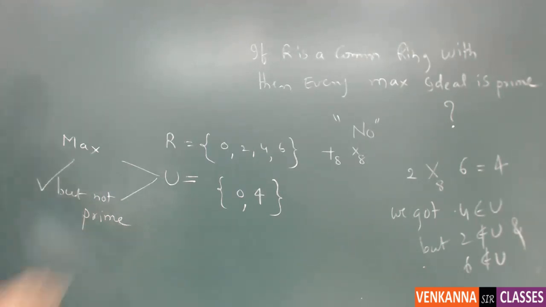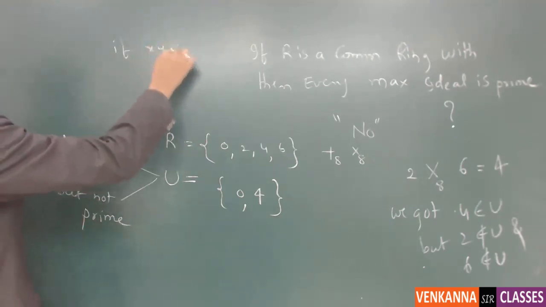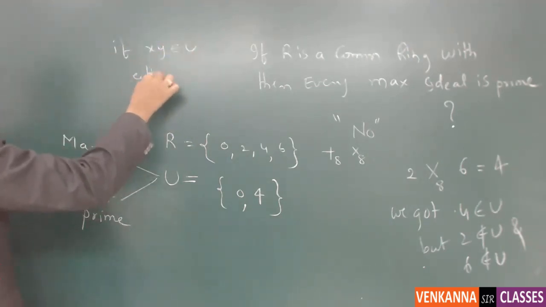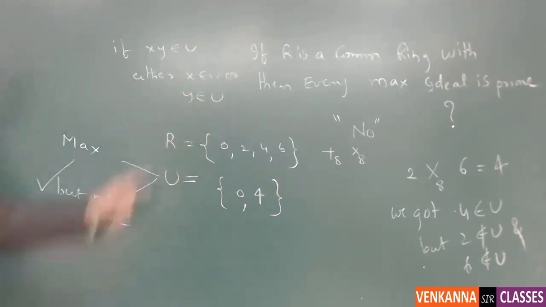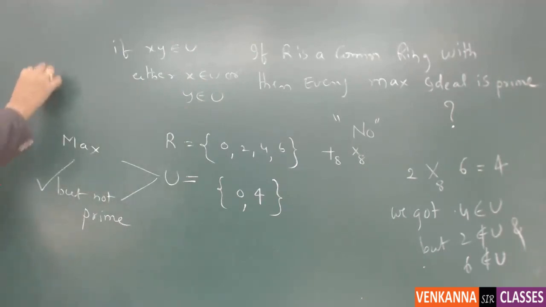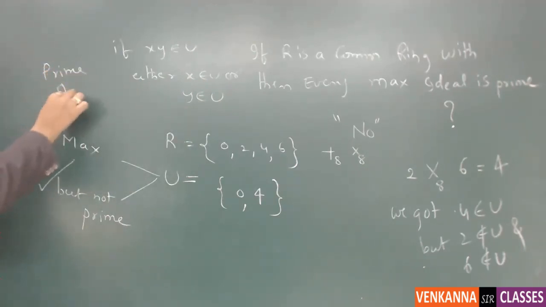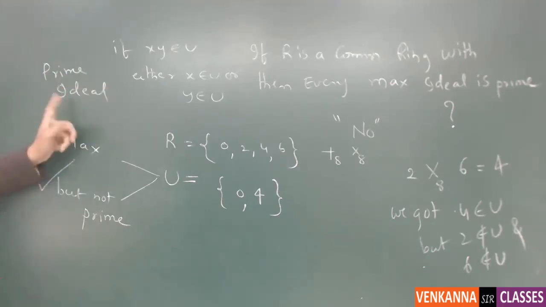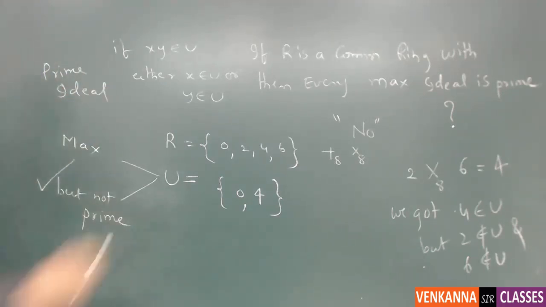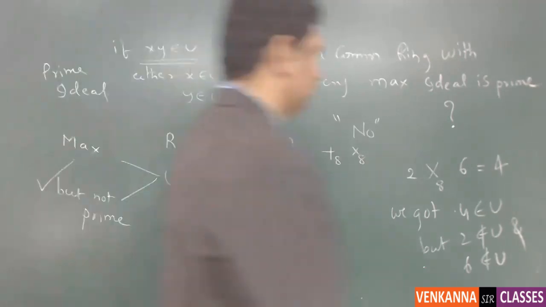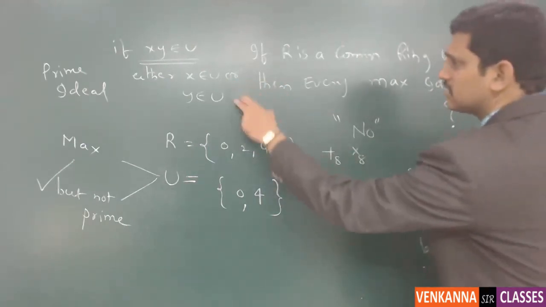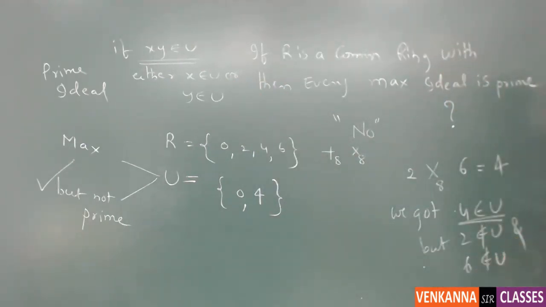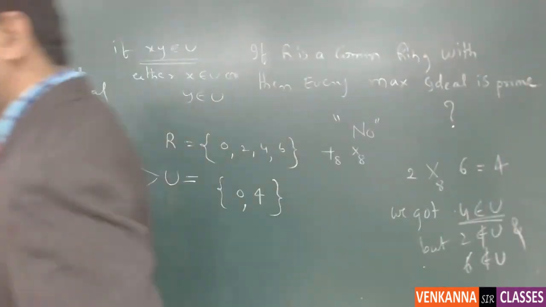What is the definition of prime ideal? If xy belongs to U, either x belongs to U or y belongs to U. This is the definition of prime ideal. The prime ideal definition. So here, this is satisfied. But this condition is not satisfied here. Please check. Therefore, it is not a prime ideal. Accept all?